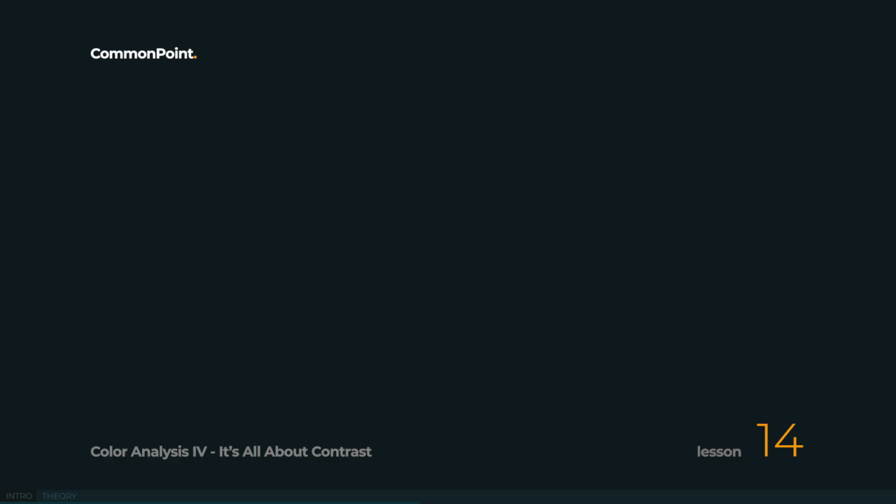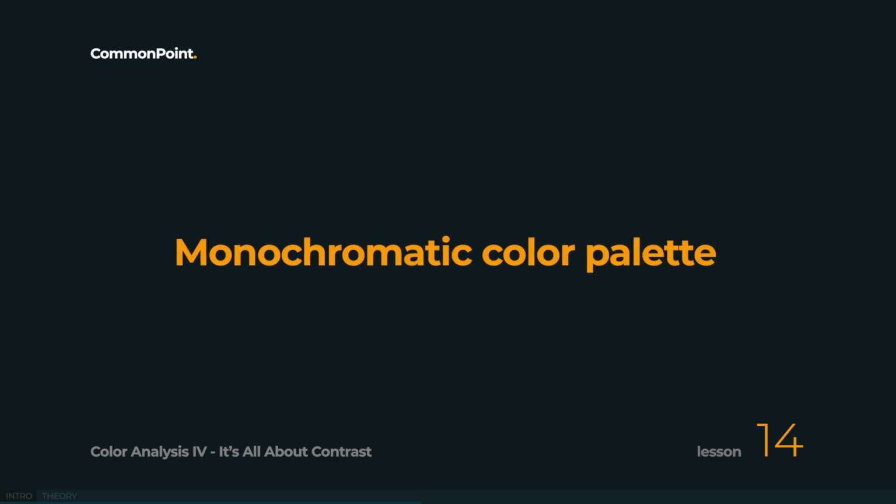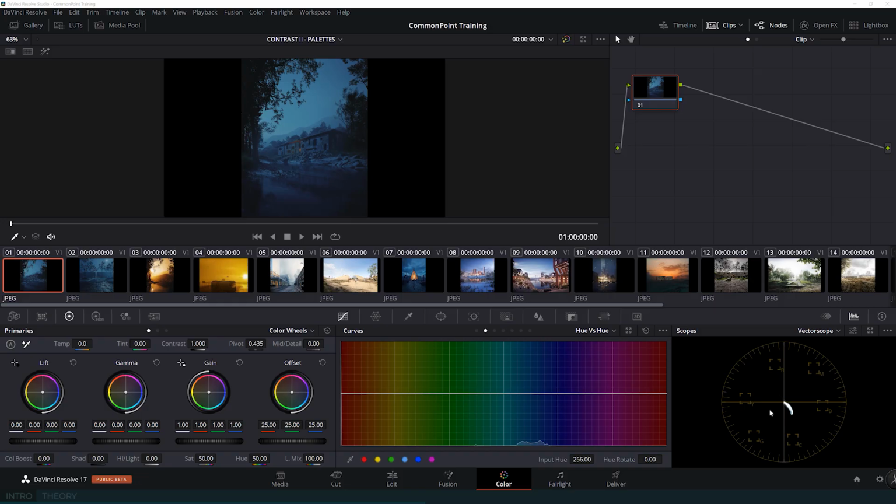Okay, so let's start with the simplest color palette, which is the monochromatic palette. Mono meaning one and chrome meaning color. We have just one color and, should I say, hue here. Don't be confused that monochromatic means black and white. And whenever we approach this color palette, we should end up with as few hues as possible.